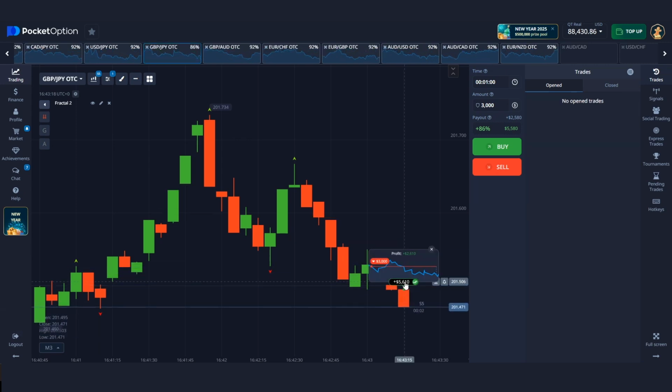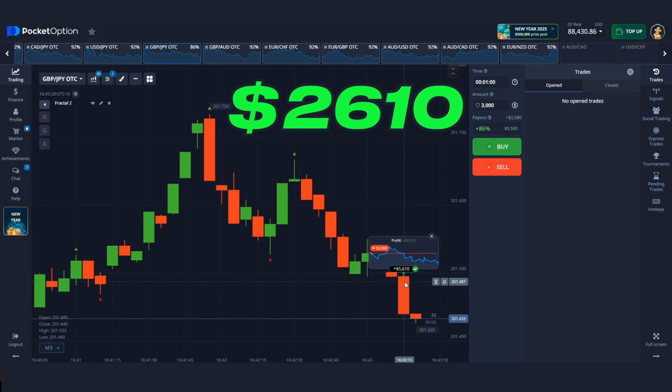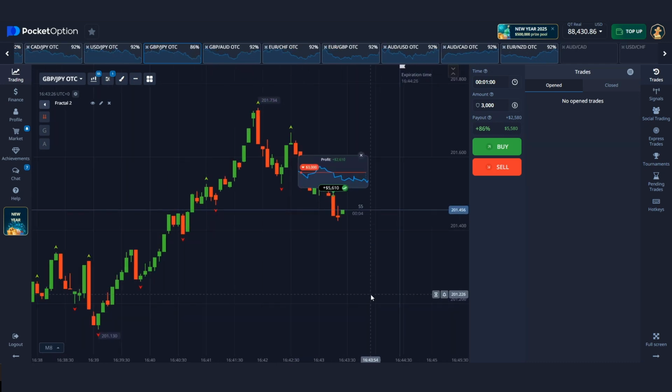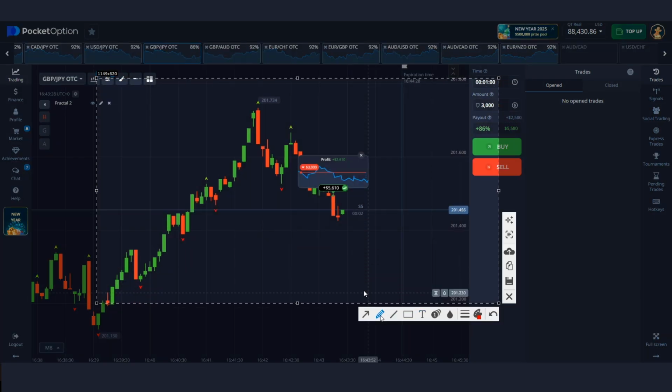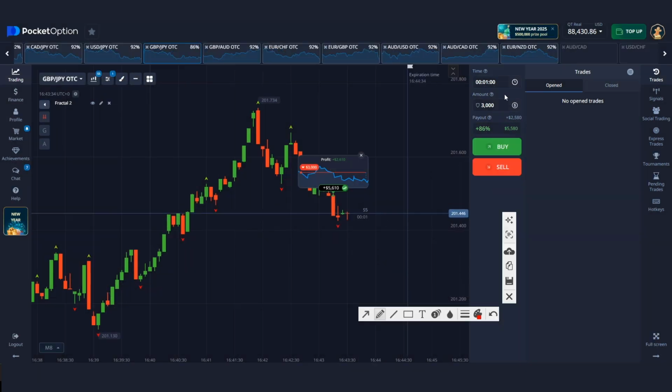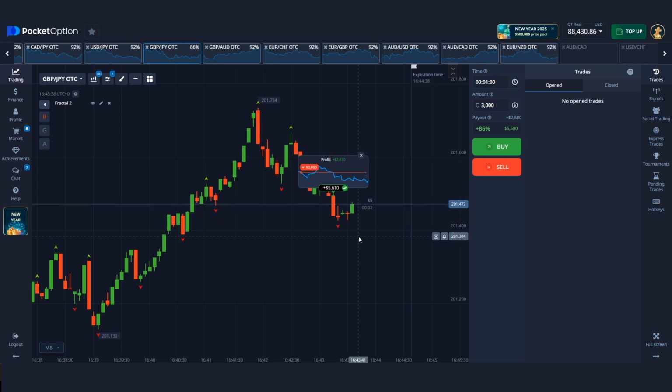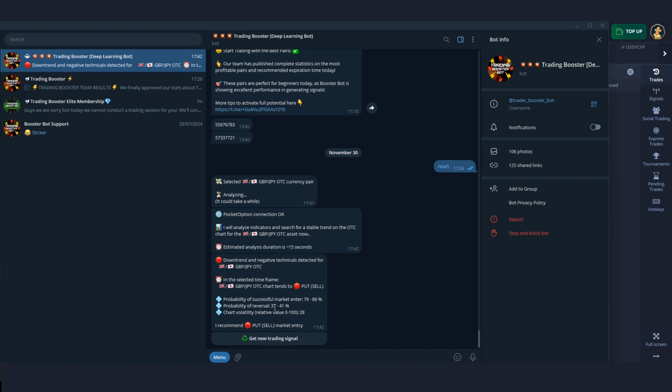A great second trade brings me another 2,600 bucks, and as you can see on the OTC market, you can make money very easily with a booster bot. You just need to open trades on new 5-second candlesticks and choose the right time to trade, 1 minute or 3 minutes. It's very easy, but pay attention to the percentages.